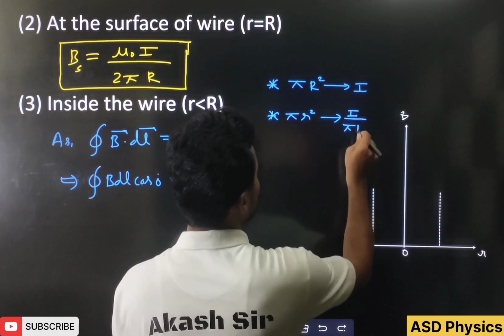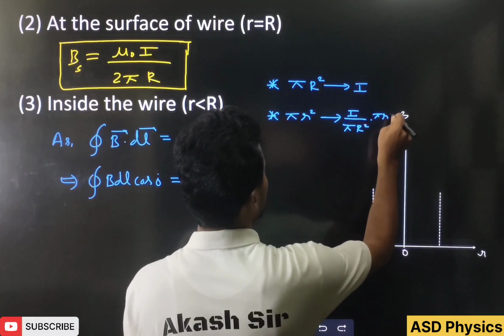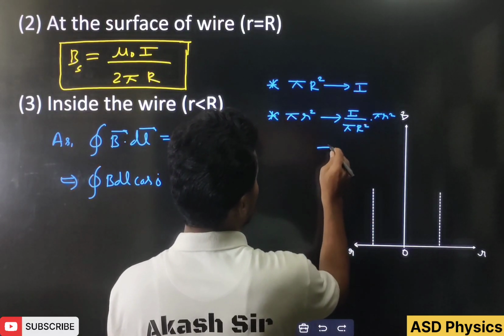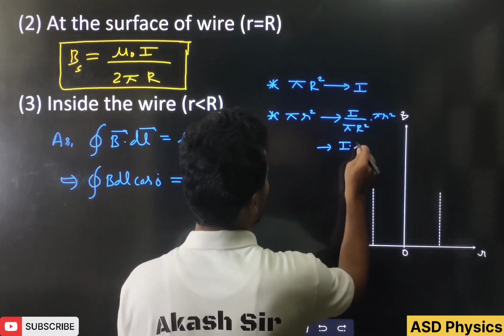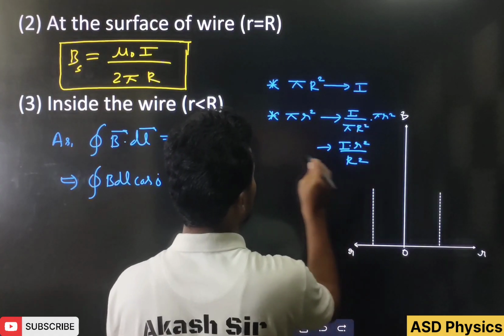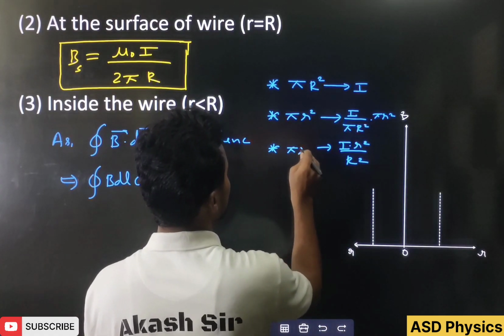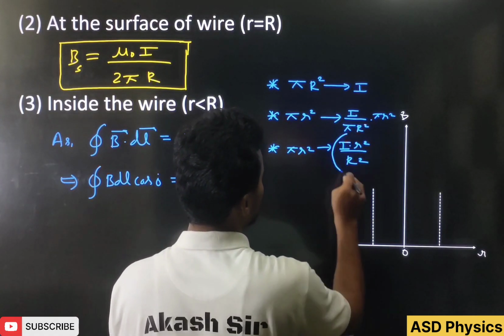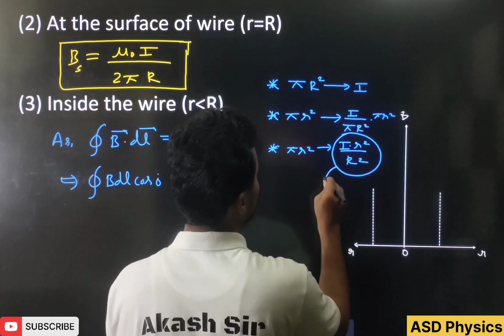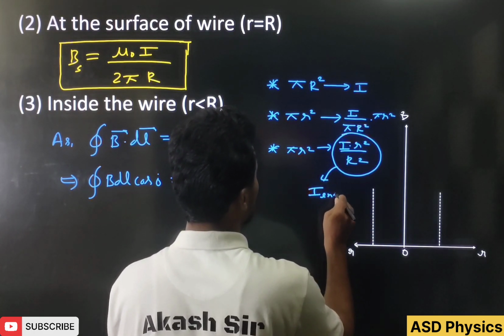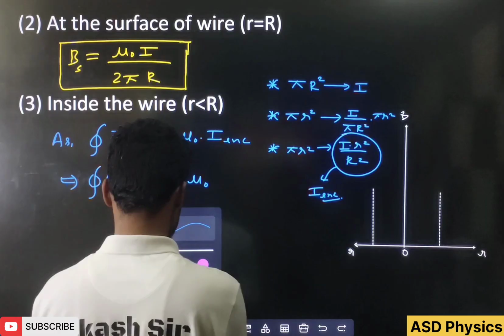Remember that here, I by pi R square into pi small r square. And this is going to be I small r square by capital R square. In which area? Pi R square area. And this current is only which current? Enclosed current. Remember that here.